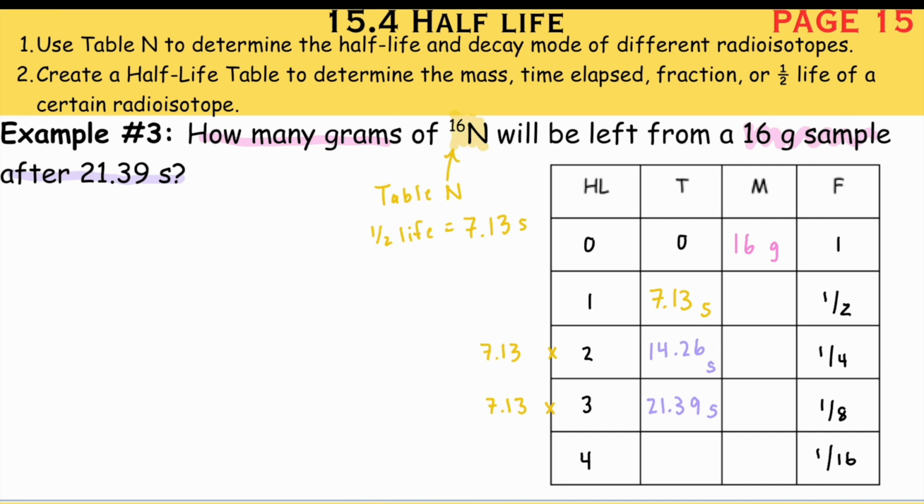So again, we could stop there. And 7.13 times 4 is 28.52 seconds. We start out with 16 grams. After each half-life occurs, it's going to reduce half its mass. 16 goes to 8, 8 goes to 4, 4 goes to 2, and 2 goes to 1. How many grams are left after 21.39 seconds? That will be 2 grams.